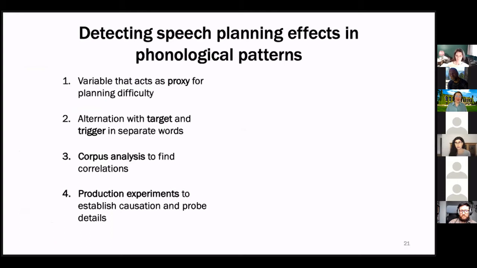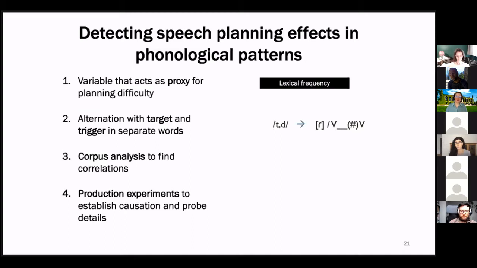Here is a broader recipe for detecting speech planning effects in phonological patterns. Step one, find a variable that acts as a proxy for planning difficulty. You want to look for a non-phonologically related variable that has been shown to relate to difficulties in speech planning. In this case, we're going to use lexical frequency and another measure of predictability, but for now, let's just think about lexical frequency. Lots of studies have shown, since the 60s and even before, that if a word has a lower lexical frequency, it takes longer to initiate saying it. This has been shown in reading and in object naming. So that's going to be our proxy for planning difficulty.